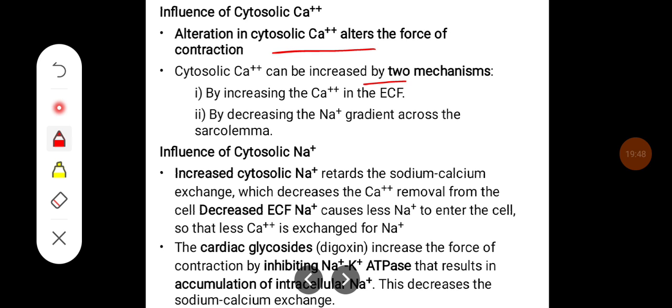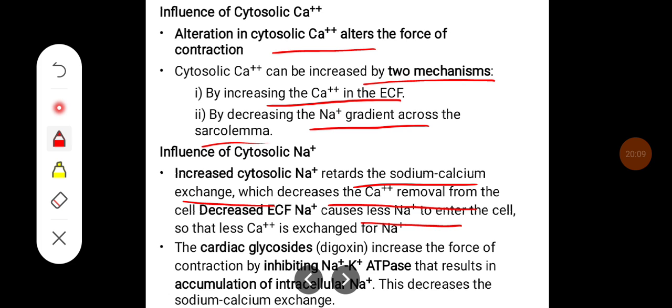Cytosolic calcium can be increased by two mechanisms: by increasing the calcium in the ECF or by decreasing the sodium gradient across the sarcolemma. Increased cytosolic calcium retards the sodium-calcium exchange, which decreases the calcium removal from the cell. Decreased ECF sodium causes less sodium to enter the cell, so that less calcium is exchanged for sodium. The cardiac glycosides, drugs like digoxin, increase the force of contraction by inhibiting sodium-potassium ATPase, which results in accumulation of intracellular sodium. So this decreases the sodium-calcium exchange.